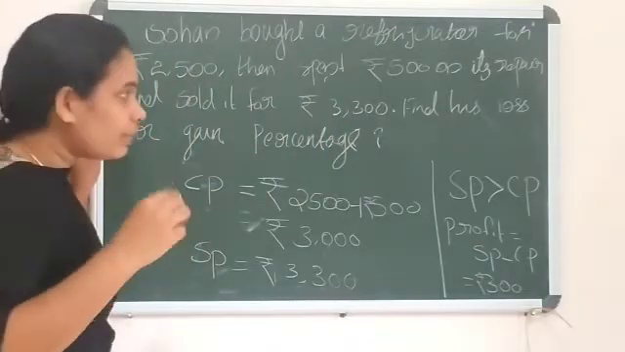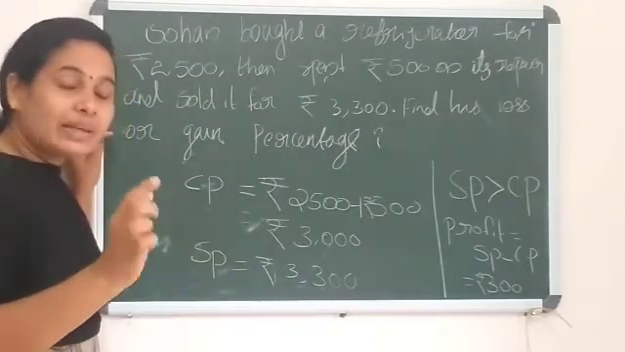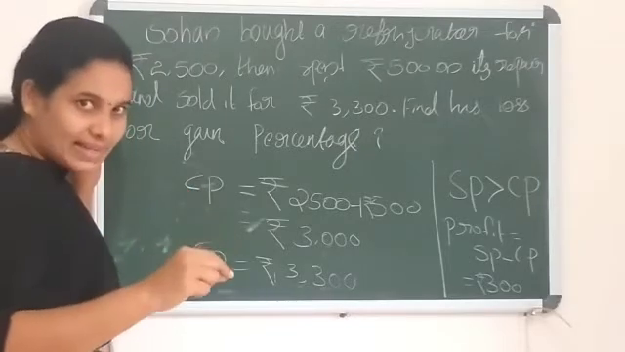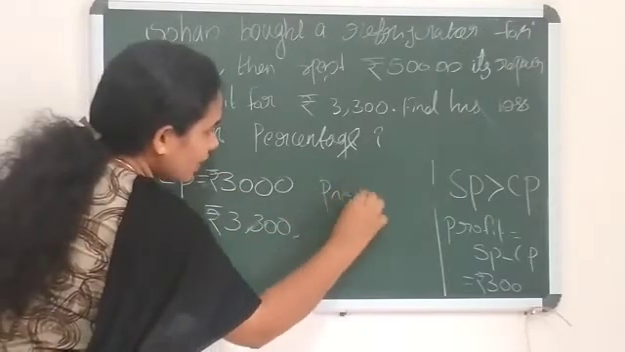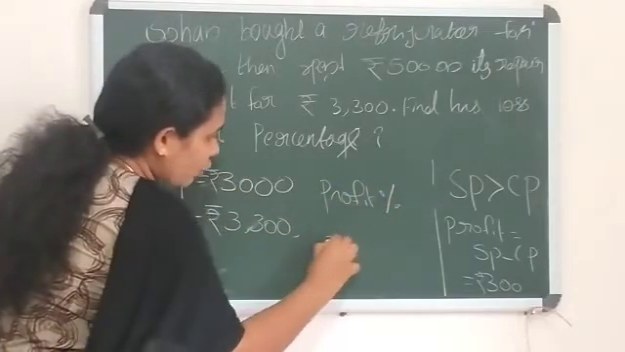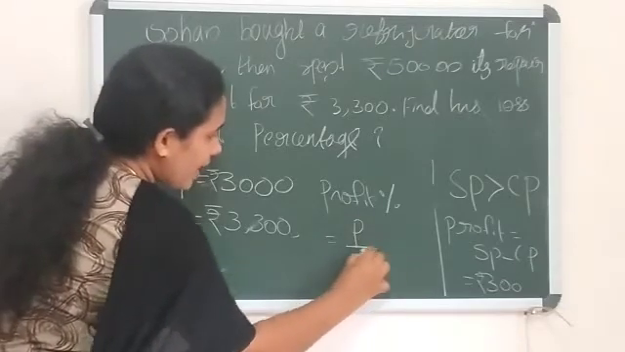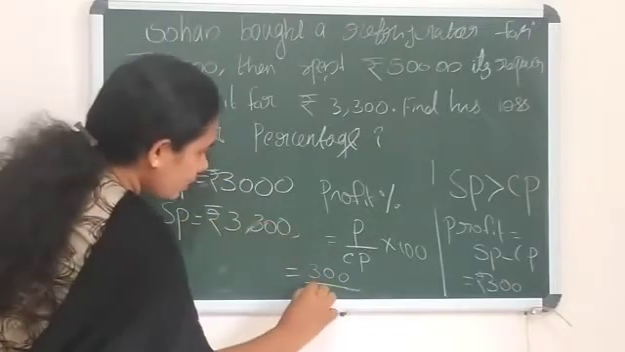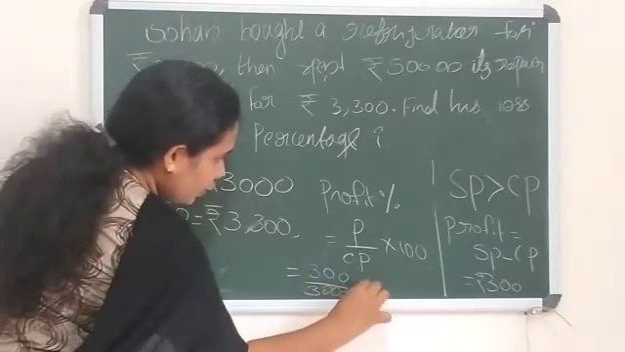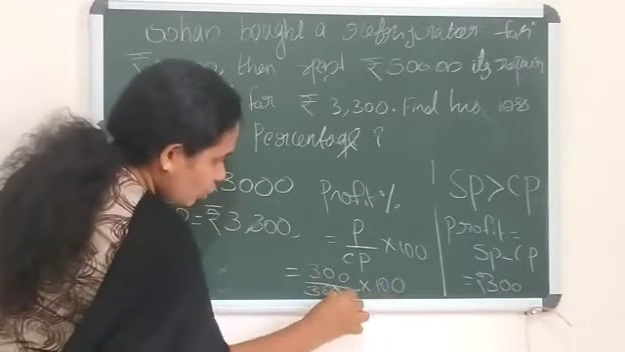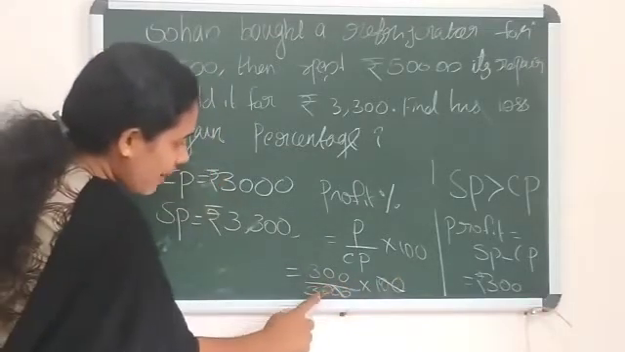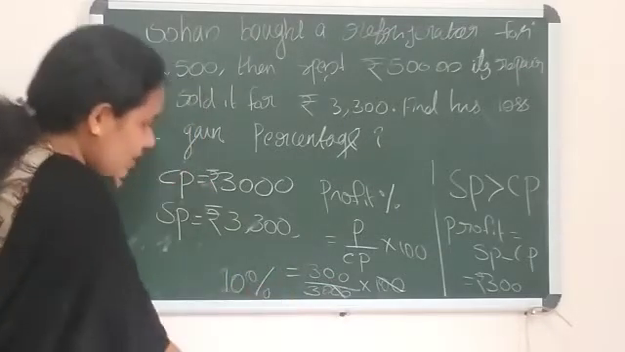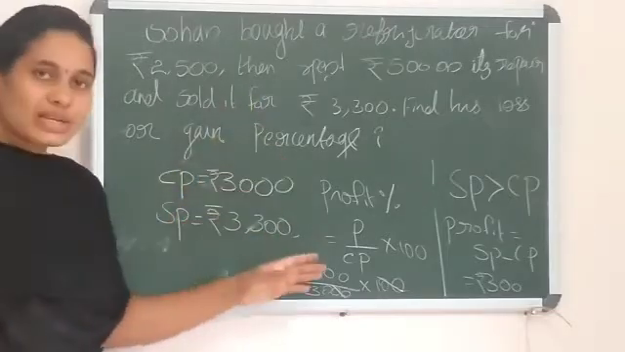So how can we find the profit percentage? The equation for finding the profit percentage is profit by cost price into 100. So profit percentage equals 300 by 3,000 into 100. Cancel the zeros and you will get 300 by 30, that is 10. So 10% is the profit percentage in this situation.